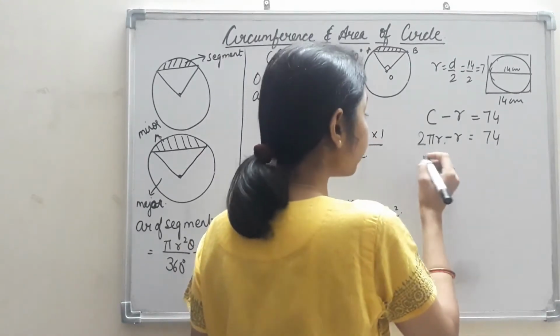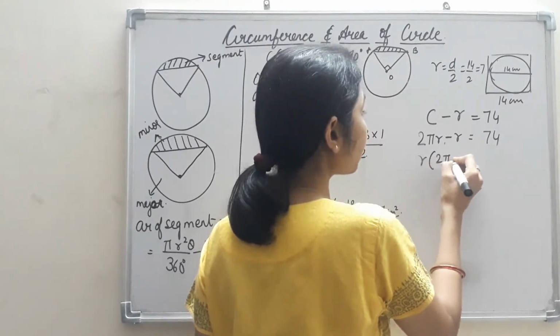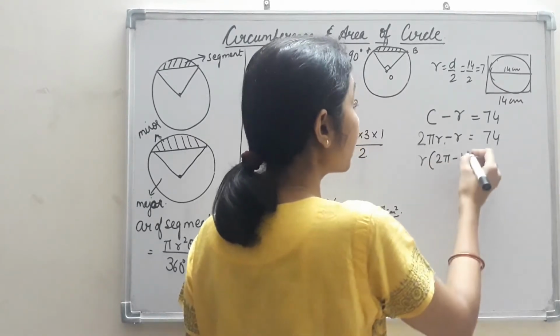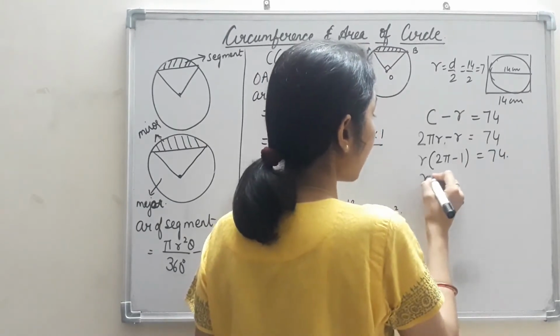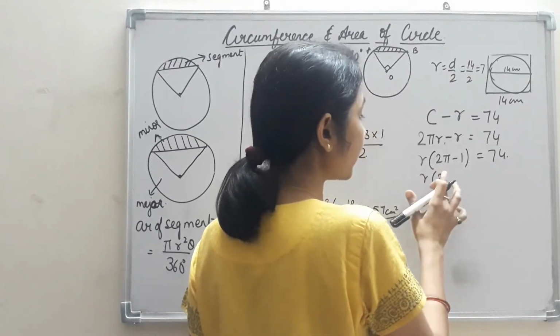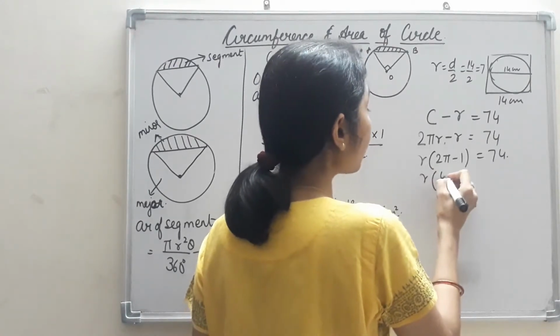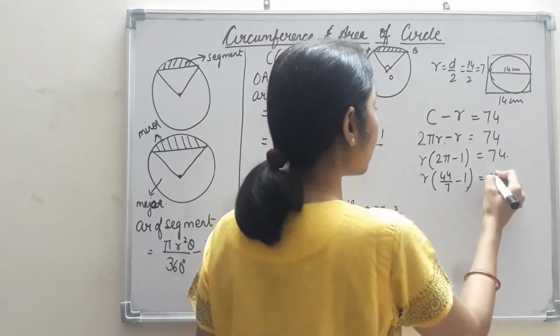Okay, so here if we take r common, then what do we get in the bracket? 2 pi minus 1. Okay, now further simplifying it, what do we get? r bracket 2 into 22 upon 7. So 2 into 22 upon 7 gives me 44 upon 7 minus 1, is equal to 74.